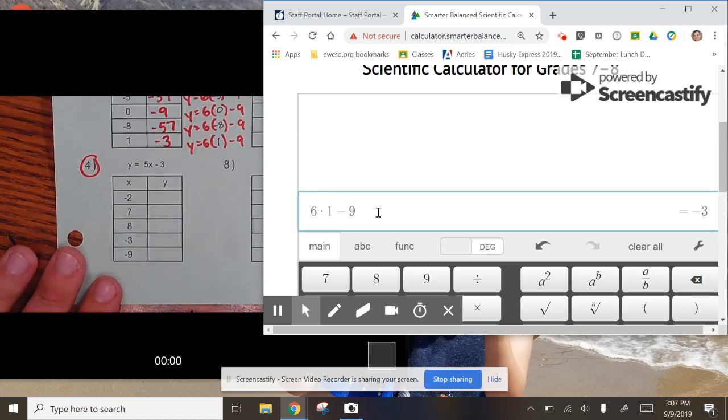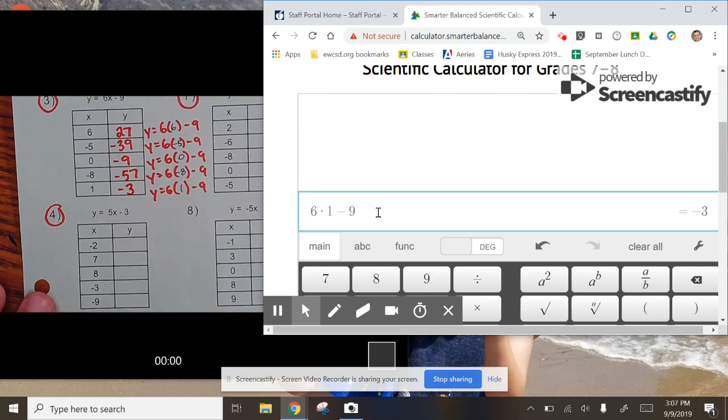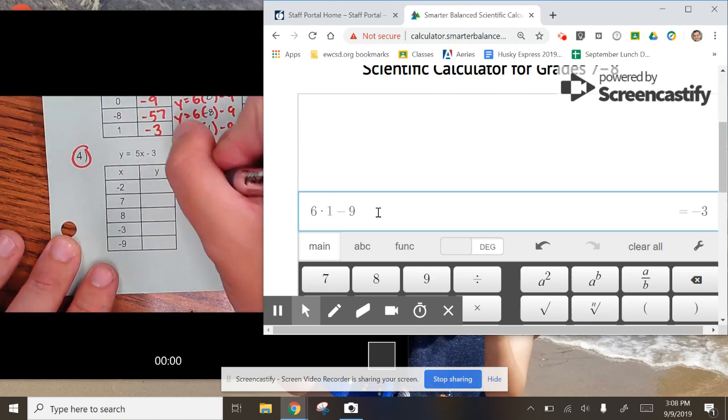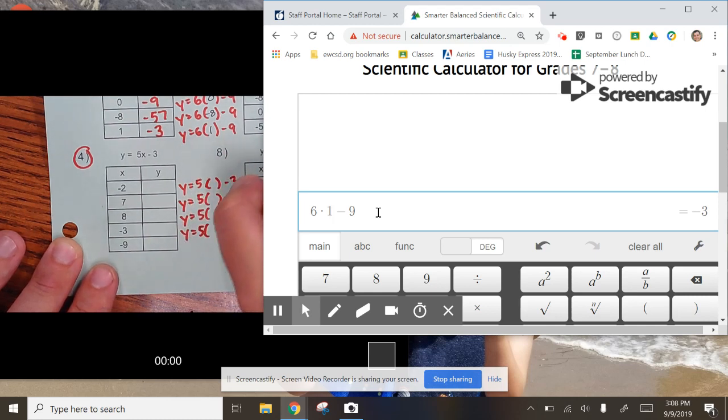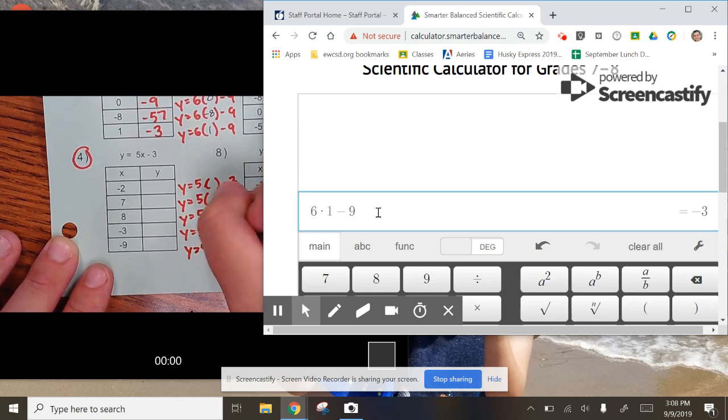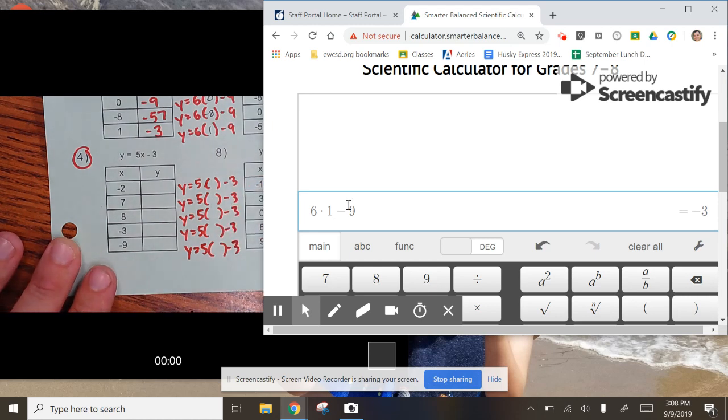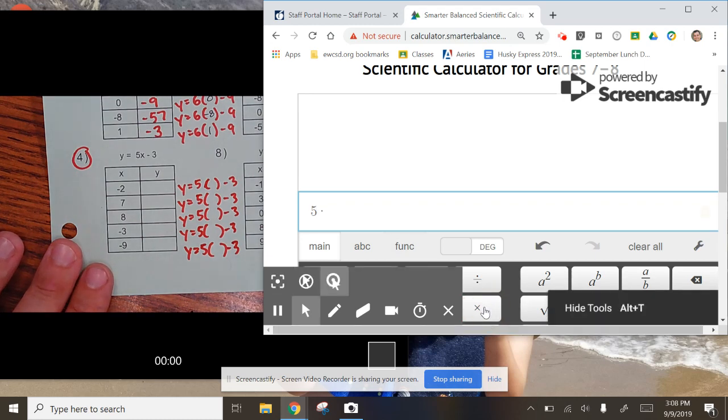Let's do number 4 down here. Number 4, y equals 5 times x minus 3. Y equals 5 times x minus 3. Hopefully you're getting the hang of this. And when you set it up on your calculator, you can just literally set it up 5 times a number minus 3. So I'm going to go ahead and plug in our numbers.